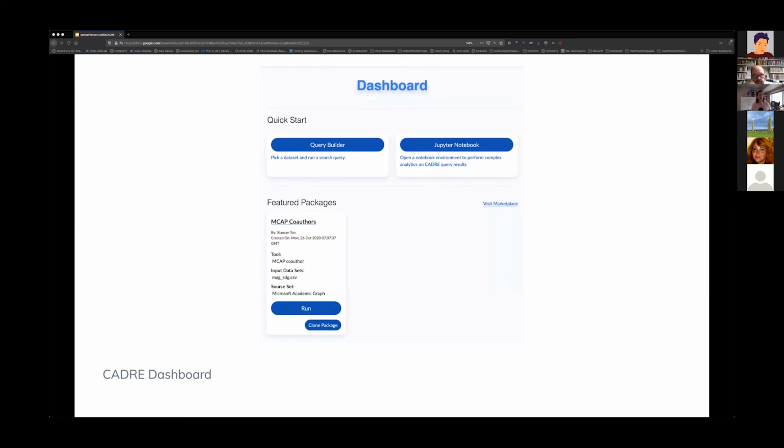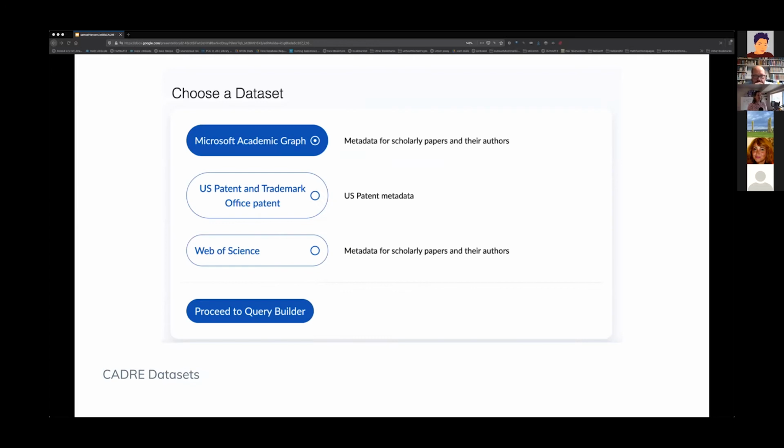There's that featured package. These are already pre-built data sets and scripts that you can run to reproduce data, or to use on a different set of data if you really like their analysis but you wanted to apply it to your area. Then if you click on Query Builder, you will have your choice. If you don't have Web of Science access, that just won't show up. I'm just going to walk through here with Microsoft Academic Graph because it's what everyone will have access to.